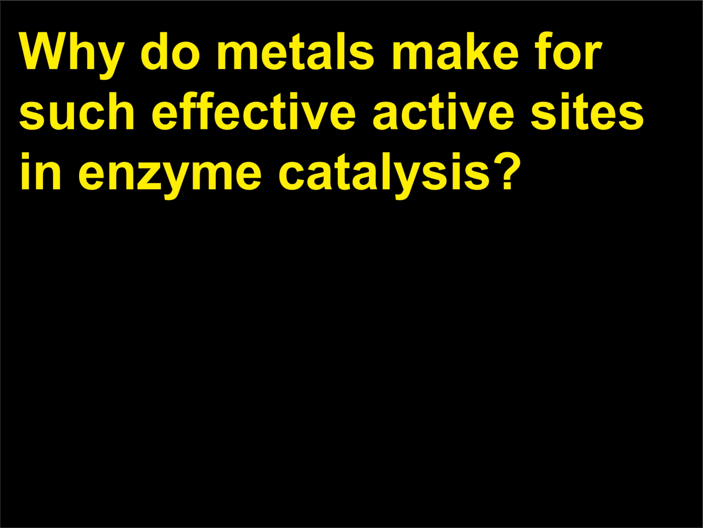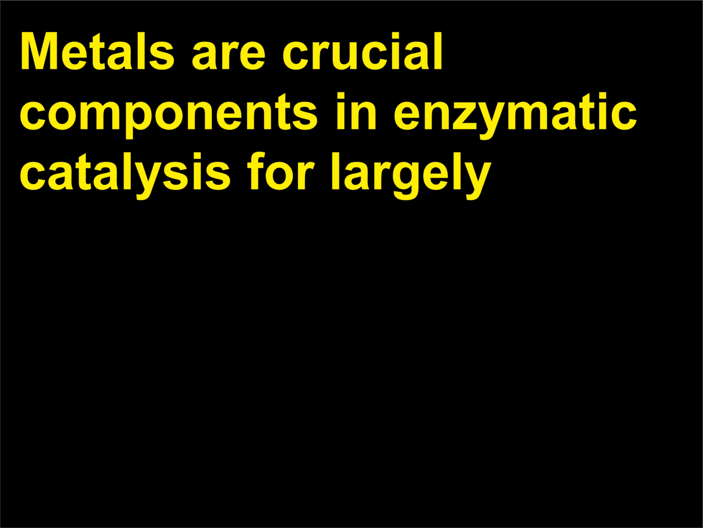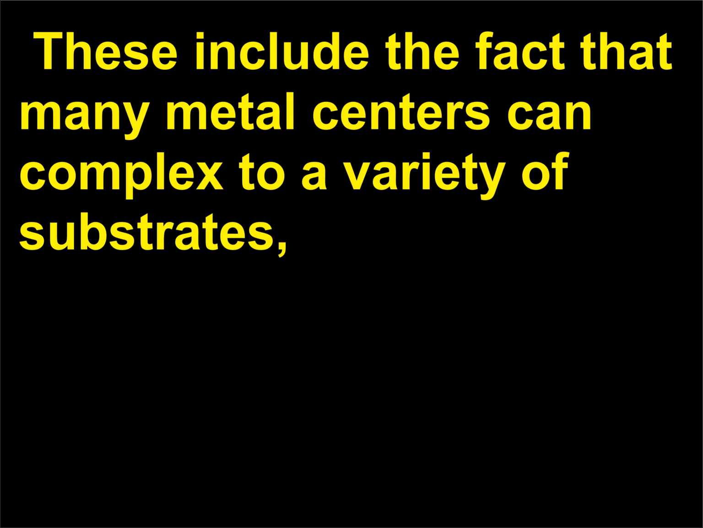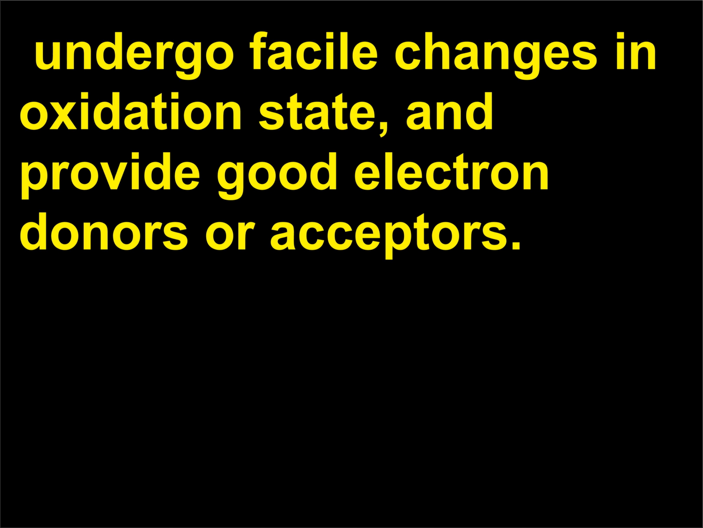Why do metals make for such effective active sites in enzyme catalysis? Metals are crucial components in enzymatic catalysis for largely the same reasons that organometallic complexes make good catalysts. These include the fact that many metal centers can complex to a variety of substrates, undergo facile changes in oxidation state, and provide good electron donors or acceptors.